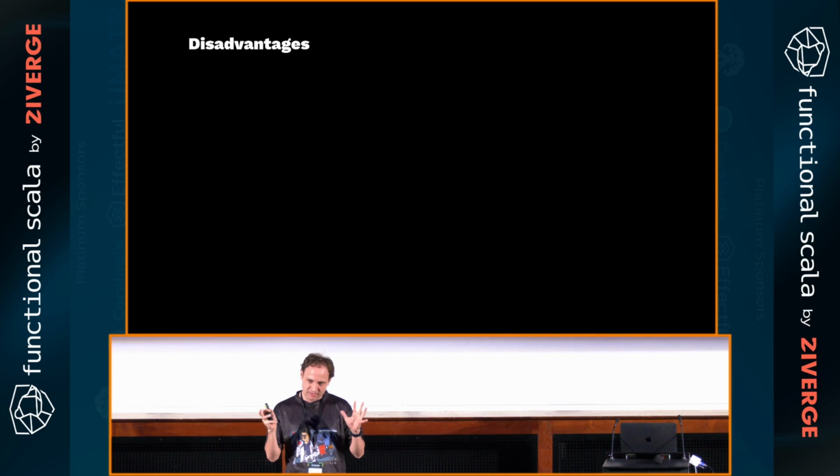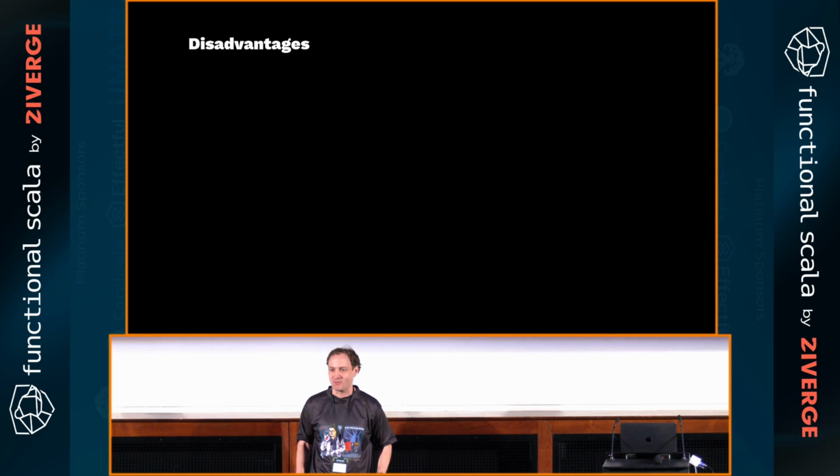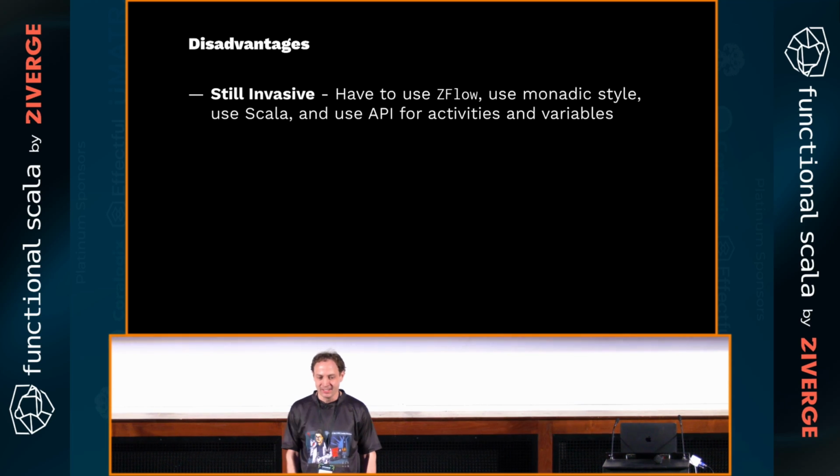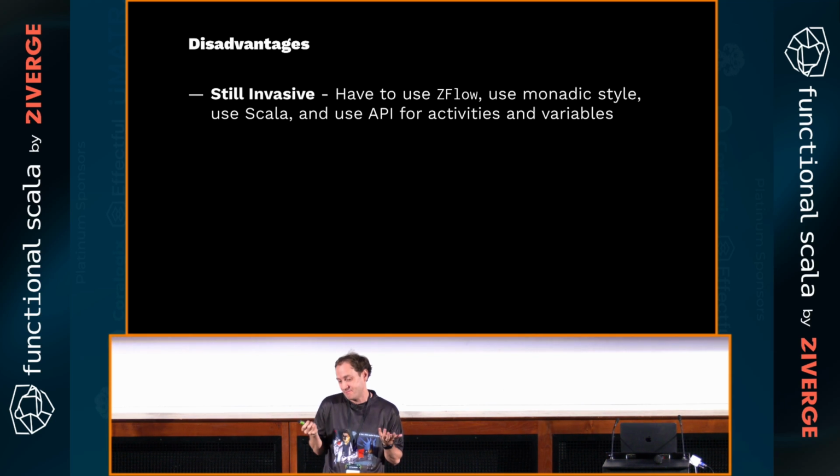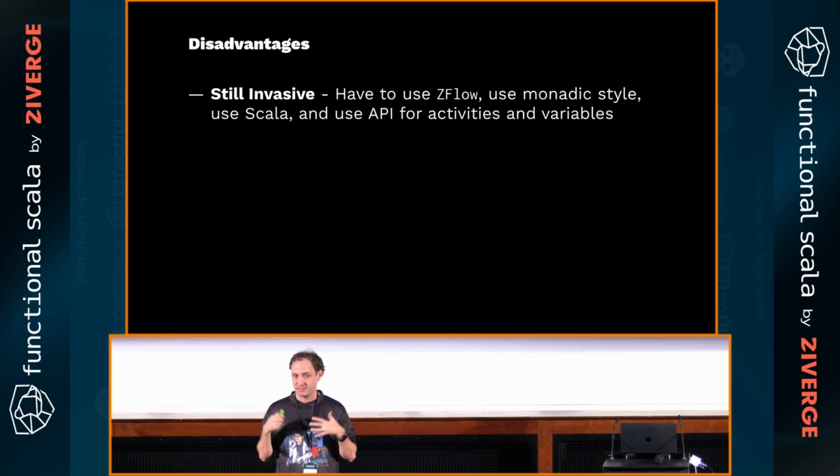But why is this still not the greatest thing? Why is the end of the talk not ZIO Flow? So the first one is it's still relatively invasive, right? We just said you have to use this ZFlow data type everywhere. So if you originally wrote your program with ZIO, now every one of those type signatures needs to change. And you need to use this concept of activities, and there's a concept of remote variables instead of normal variables. So there's a whole set of things there.